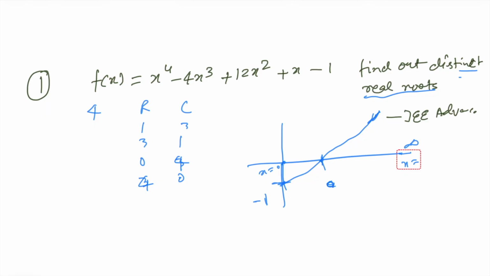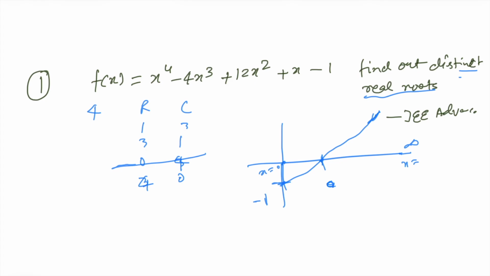So this will cut at this point. I mean, it can cut multiple times, but at least for sure it will cut one time. So for sure there would be one real root. There is no possibility that it will have zero real roots. So this option is cancelled out.